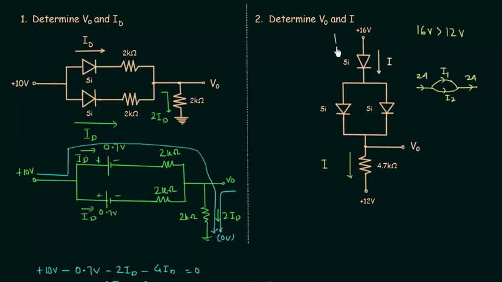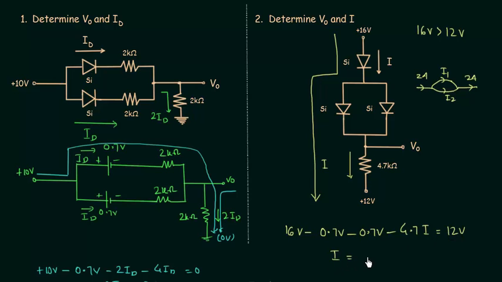I will start from 16 volts and move towards 12 volts like this, and we will consider the equivalent model of all the 3 diodes. They are silicon diodes, so the barrier potential is equal to 0.7 volts. 16 volts minus 0.7 volts for this diode. I will move in this way, so again we have minus 0.7 volts. Then we have 4.7 I equal to 12 volts. When you solve this, you will have I equal to 0.55 milliamps.